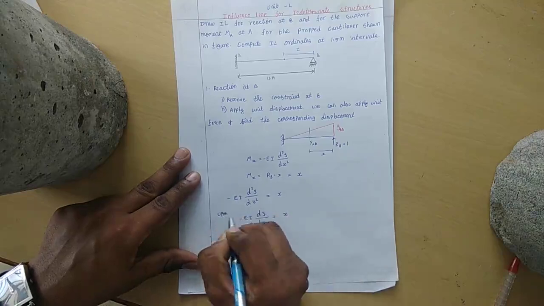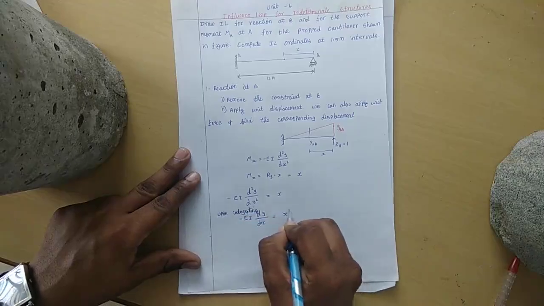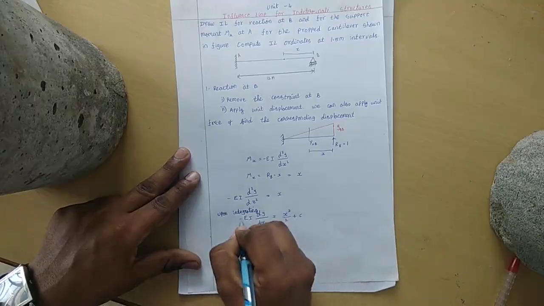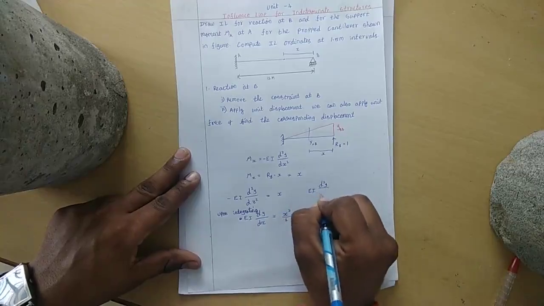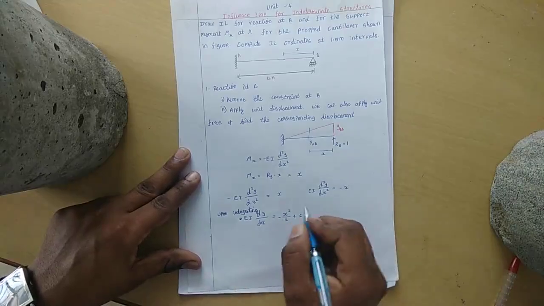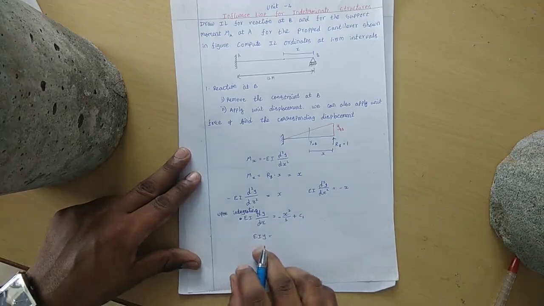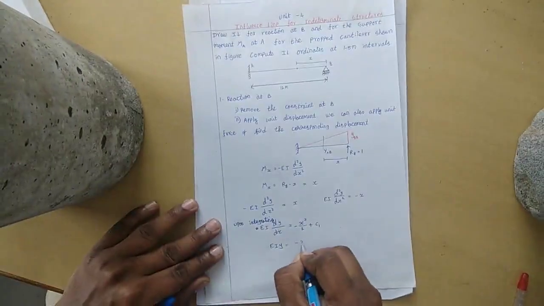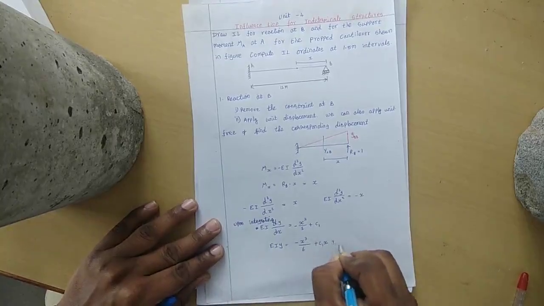Upon integrating, we get x square by 2 plus C1. I am shifting the minus sign here: EI d square y by dx square equal to minus x. Integrating this equation, I get EI dy by dx equal to minus x square by 2 plus C1. Again upon integrating, because I need to find the deflection y, EIy equal to minus x cube by 3 into 2, that is 6, plus C1 x plus C2.